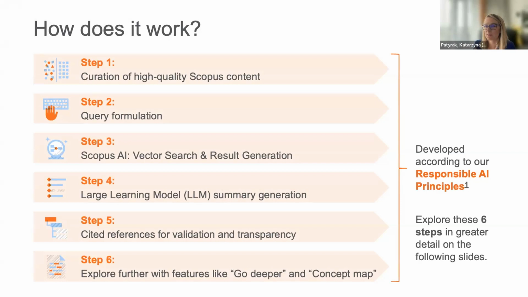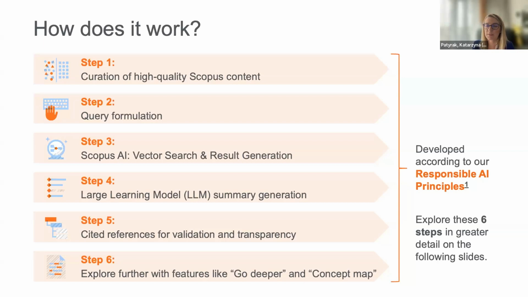Bringing you these summaries is a 6-step process developed in accordance with our responsible AI principles that I told you about at the beginning. The first step is, of course, the curation of high-quality Scopus content in our database. That's something that we have been doing for years when making the journal evaluation. Then the second step is your query formulation. The third step is a vector search and result formation, to find the documents to answer your question.